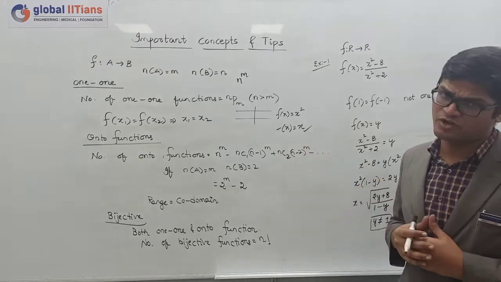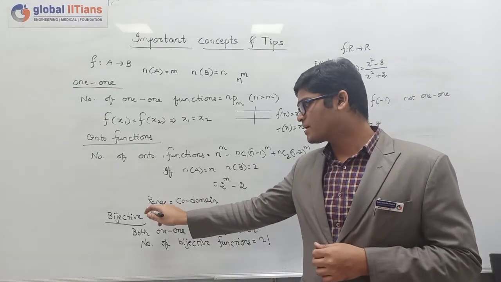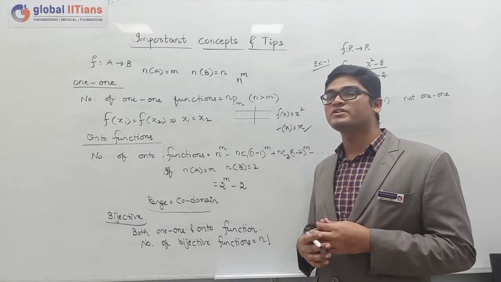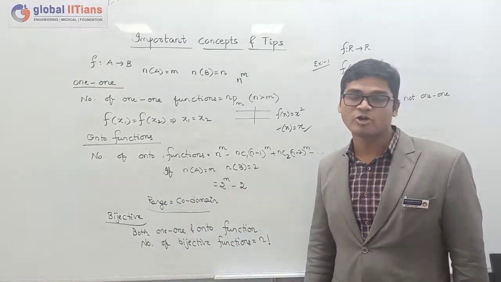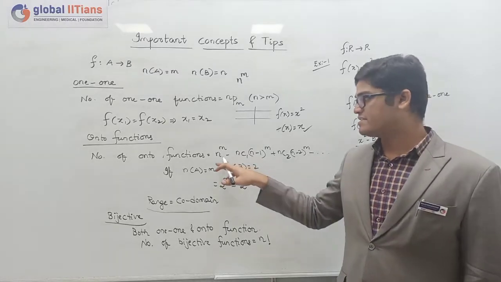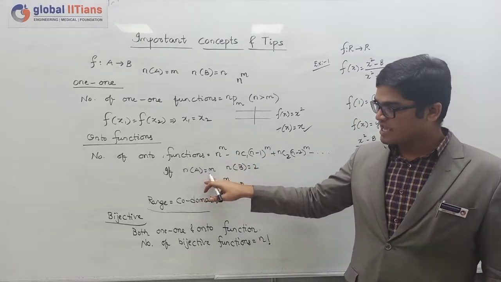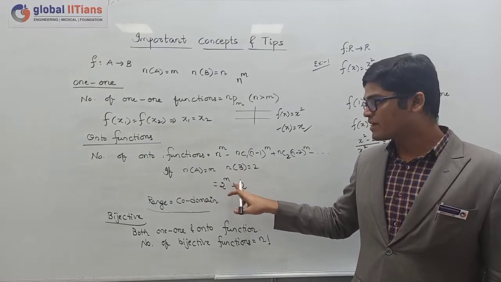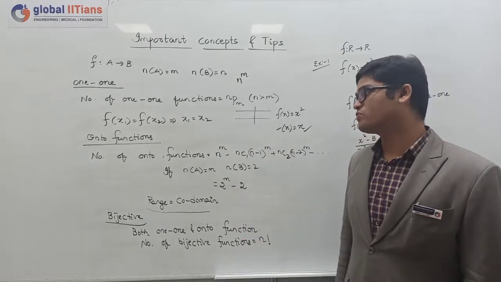Next, moving on to onto functions. What do onto functions mean? If the range is equal to the codomain, that is, there is a domain and codomain given to you, and the set of all images we call the range. If the range is equal to the codomain, then we call it an onto function. Now the number of onto functions is a bit lengthy formula, but mostly in boards this level is asked. If n of A is m and n of B is 2, the number of onto functions from A to B becomes 2 power m minus 2. Okay, so this way we can find the number of onto functions.